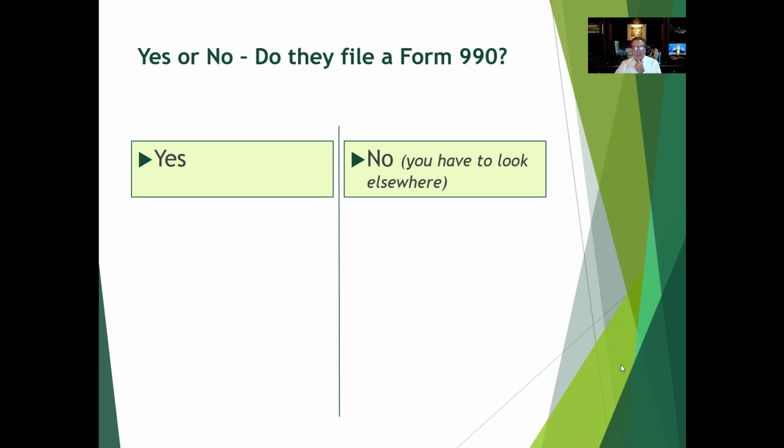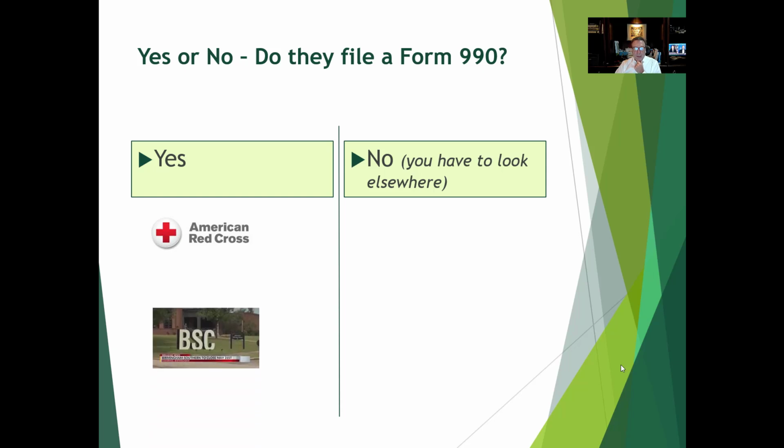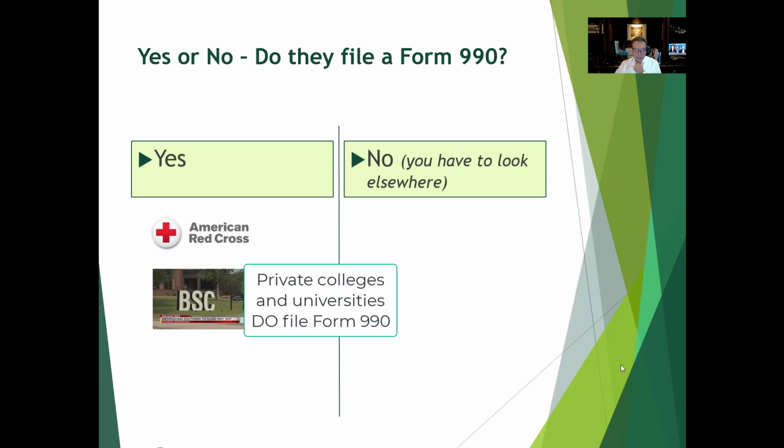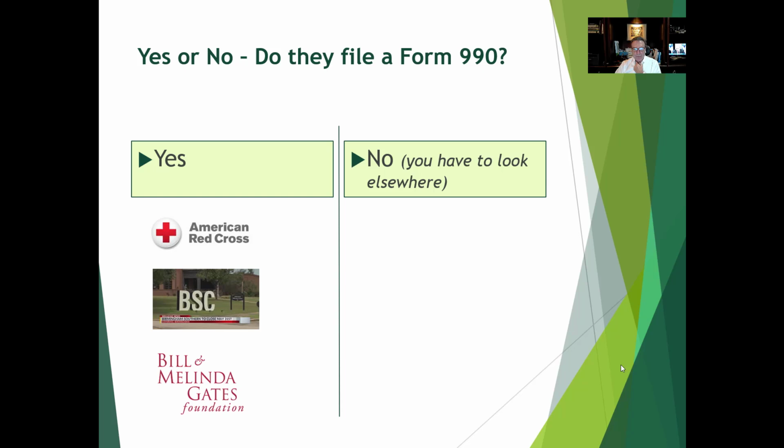So here are some examples. Yes or no, do they file a Form 990? Yes, American Red Cross, a 501c3, does file 990s. Birmingham Southern College filed Form 990s. Won't anymore since it's out of business, sorry to say. And then private foundations would file Form 990-PF, such as the Bill and Melinda Gates Foundation.